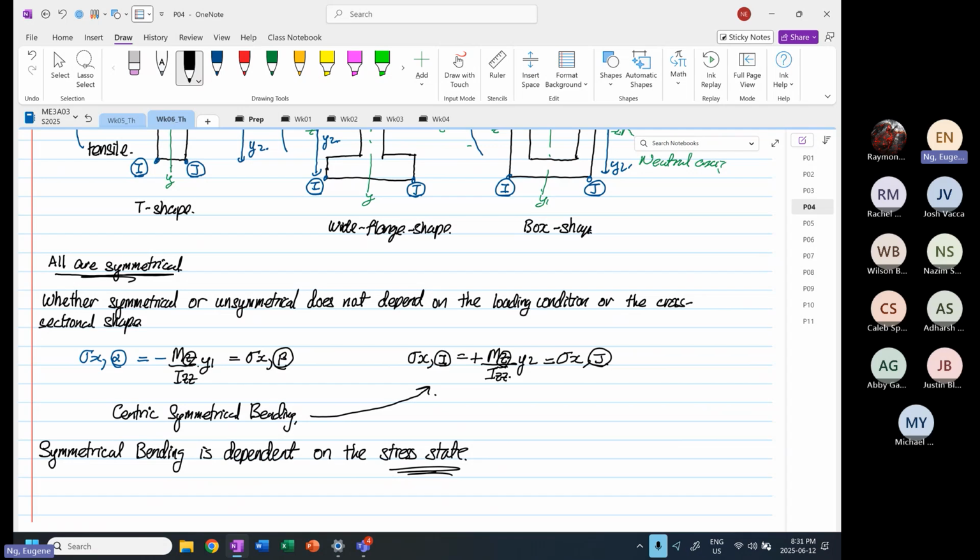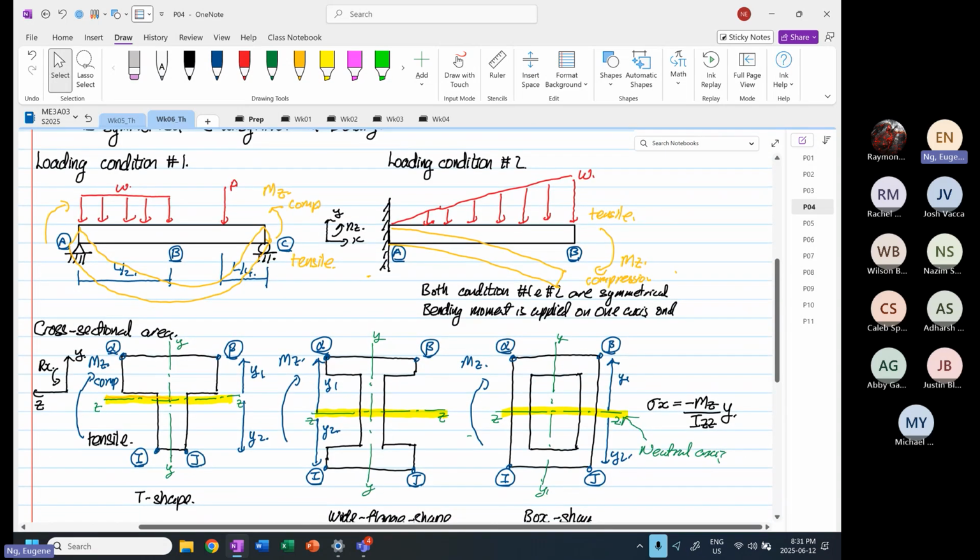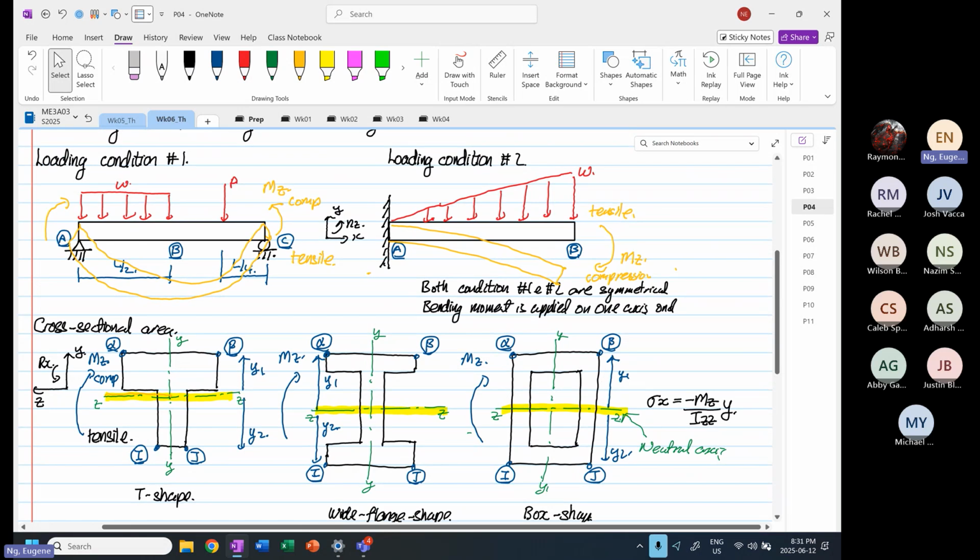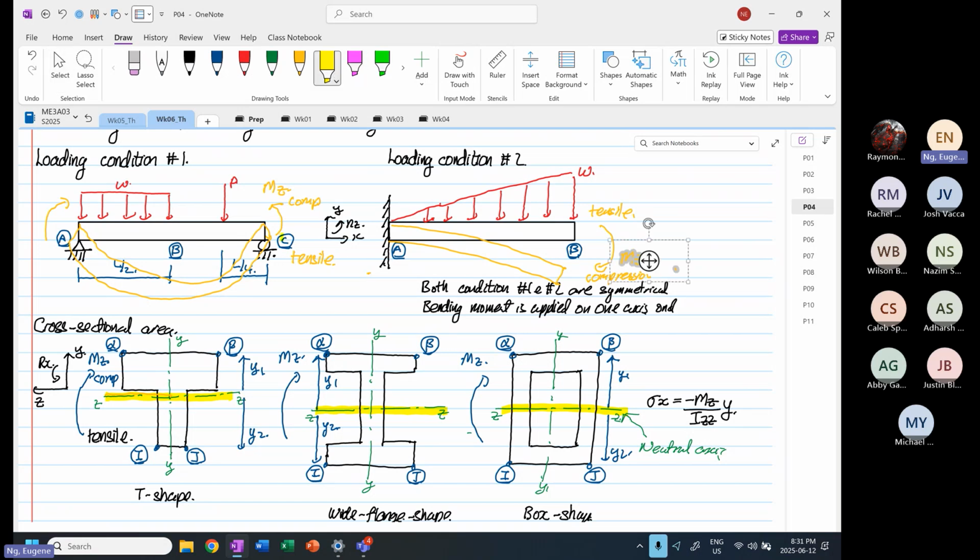Pristine. Okay, we have to get this clear. So now if you look at this, you can make the judgment what type of loading it is. It's going to be centric, by knowing that the bending is only applied on one axis, right? The bending is only about one axis. You know it is what? Symmetrical bending already. Okay, symmetrical bending analysis. Now, any questions so far?